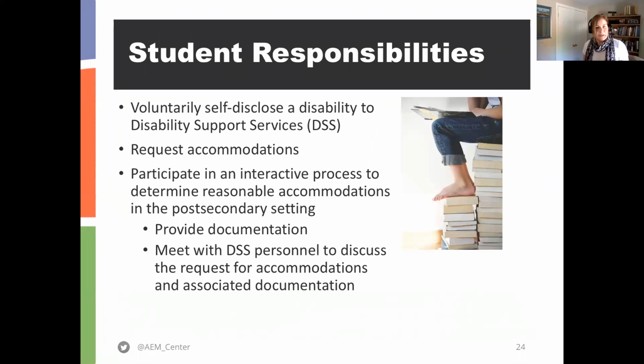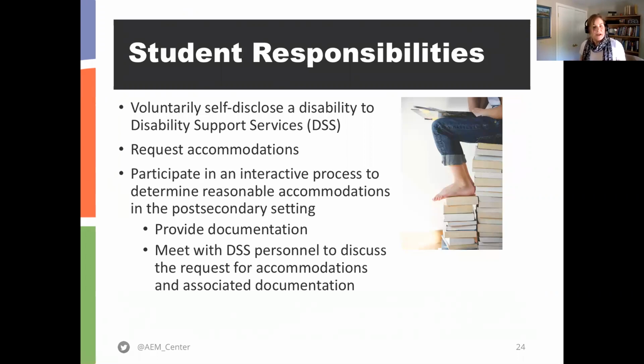Some of those responsibilities that fall on them, of course, they need to voluntarily self-disclose their disability to the disability support services. Increasingly on campuses, the Office of Disability Support or the Office for Students with Disabilities is being replaced by accessibility. So in some cases, it's the Office for Accessibility or Access. That D word, disability, increasingly is being replaced with the A word, accessibility. So students need to be prepared to be looking for either title.